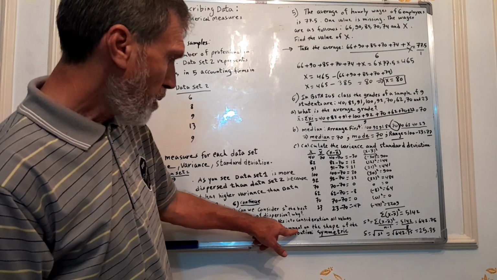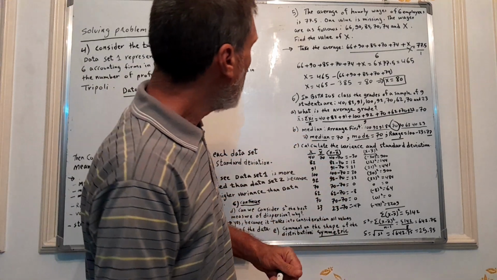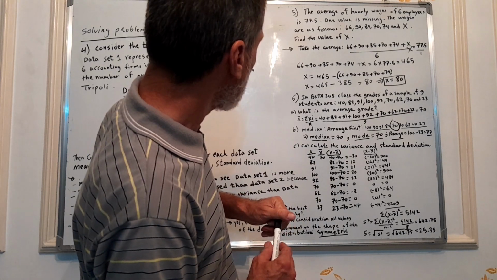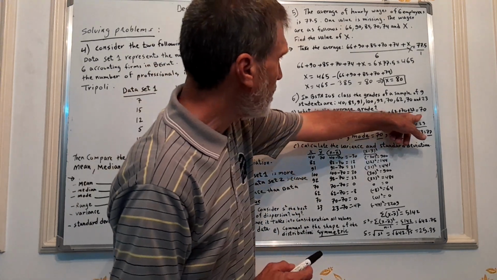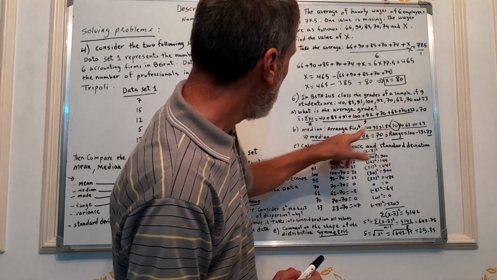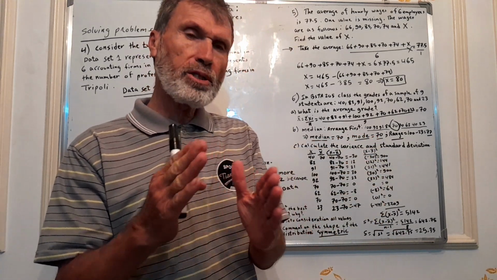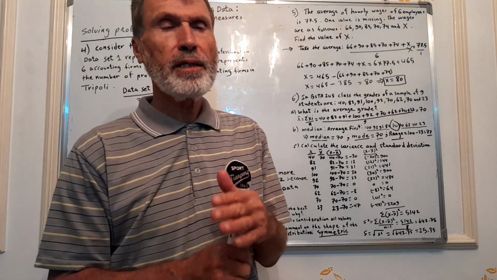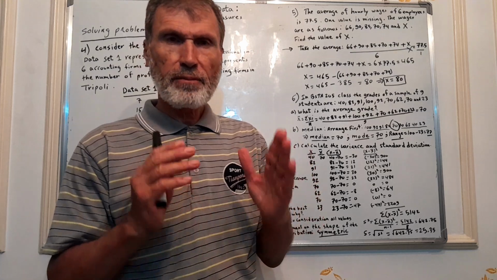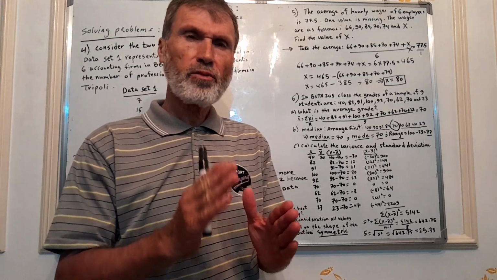Part E, comment on the shape of the distribution. Of course, as you can see over here, what's the average? 70. The median is 70. The mode is 70. So when the mean equals the median equals the mode, then in this case we have a symmetric distribution, because a symmetric distribution is characterized by the fact that all these measures of location are equal.